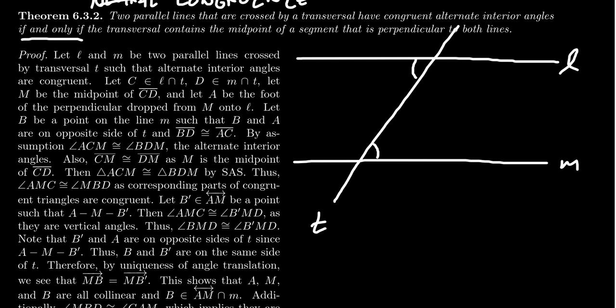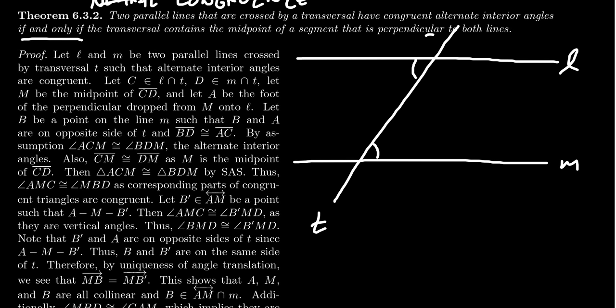All right, so for the sake of discussion, let's call the intersection of L and T the point C. Let's call the intersection of T and M the point D. And let's take M to be the midpoint. Let M be the midpoint of the segment CD. So we've done this in such a way that CM is congruent to MD right there.